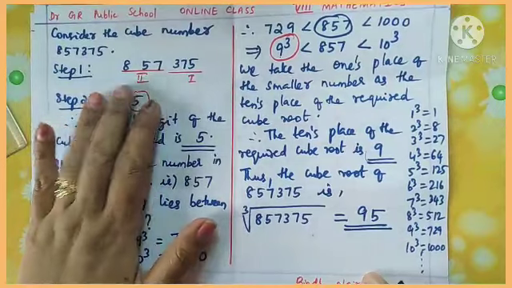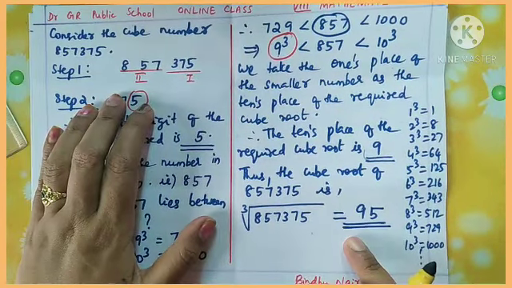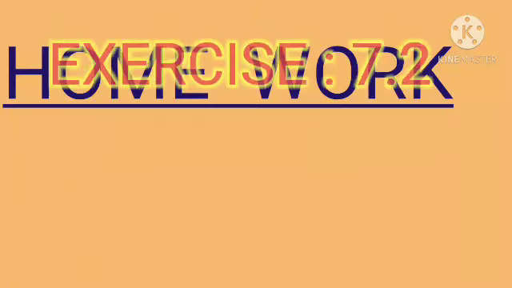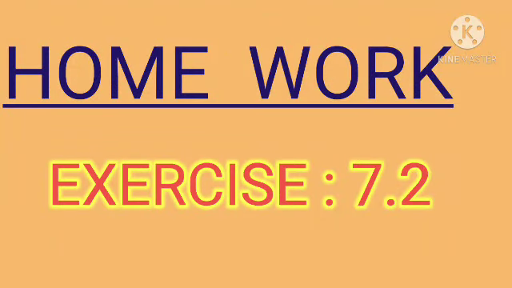So that is the method of finding the cube root of a number by estimation method. Dear students, hope all of you understood the topic today. Complete all the problems from the exercise 7.2 as homework. So this chapter is over today. Next class, we will come with a new chapter.